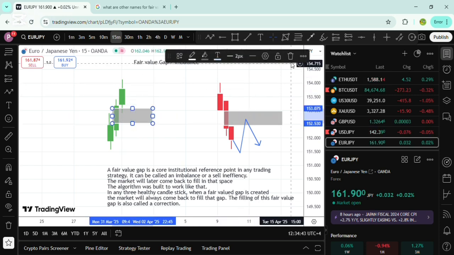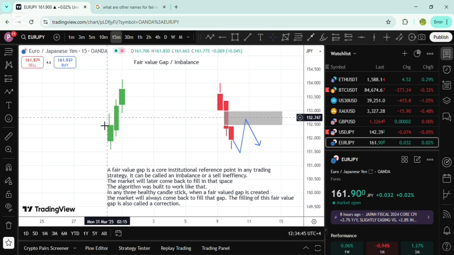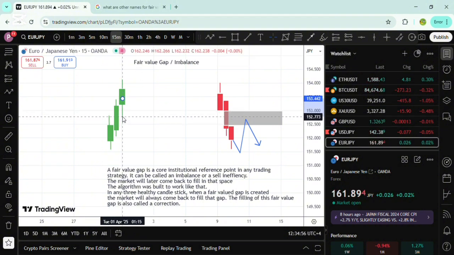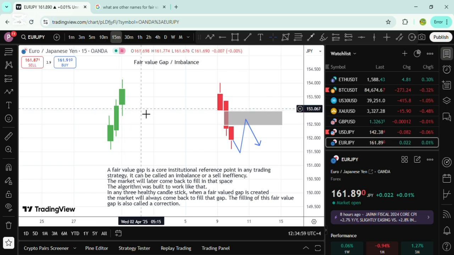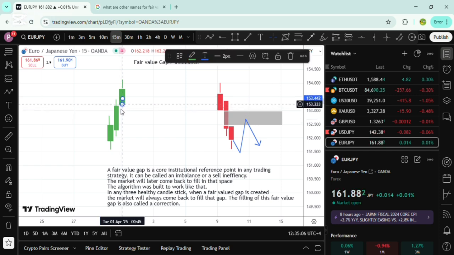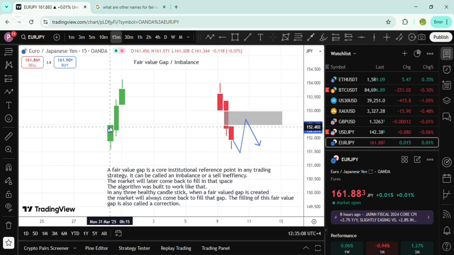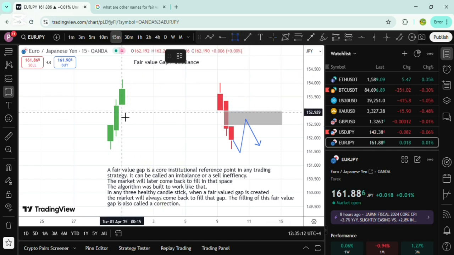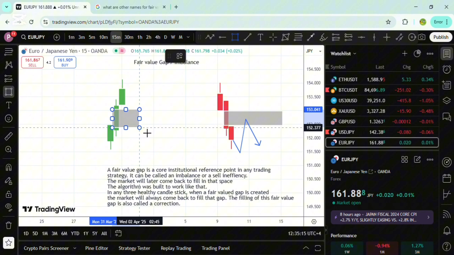Whenever these wicks connect between themselves, whenever the first wick and the third wick have a connection among themselves, then there is no imbalance there. There's no fair value gap. But when there's no connection like this, and there's a big space among them, that's where you detect your fair value gap.